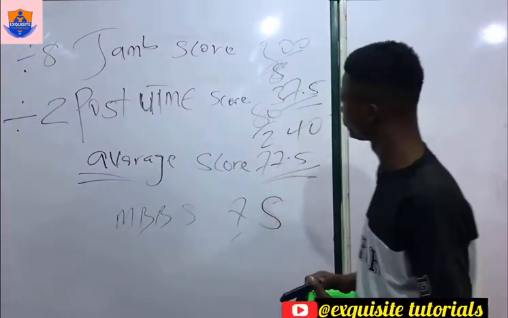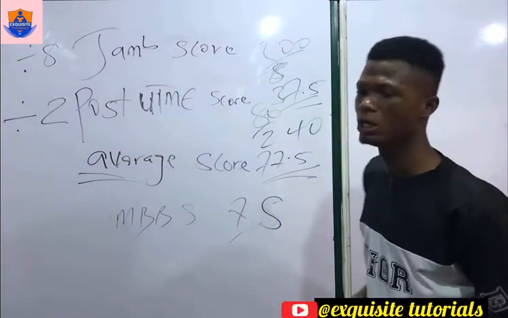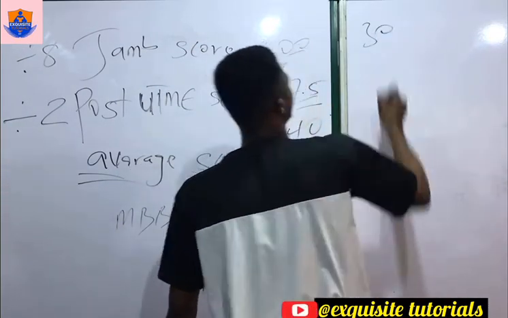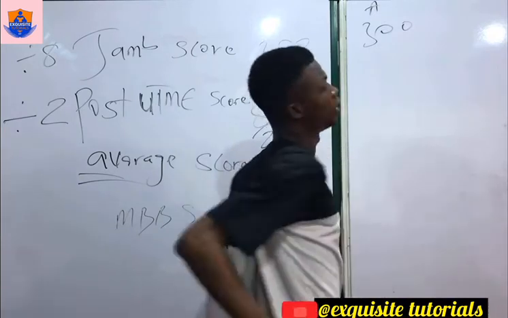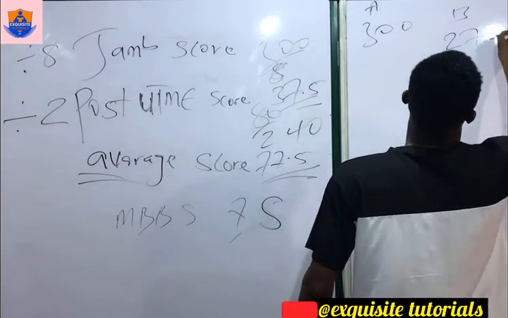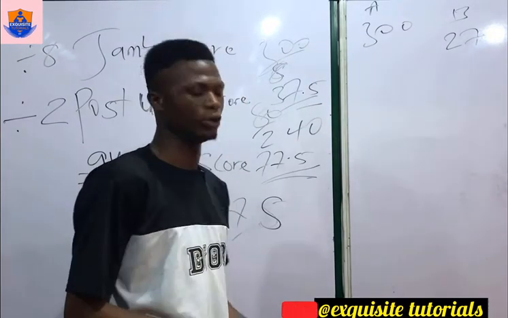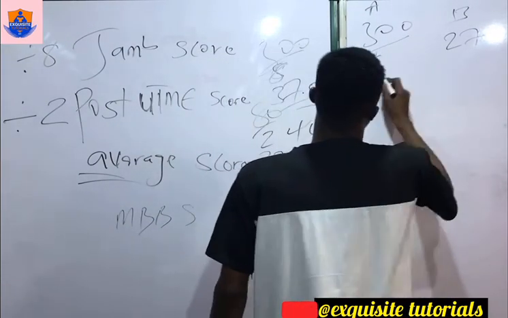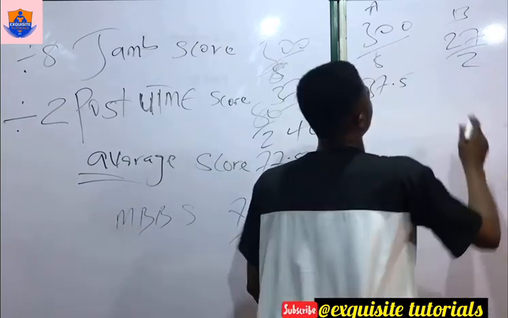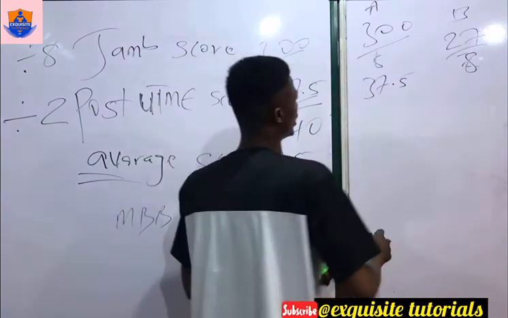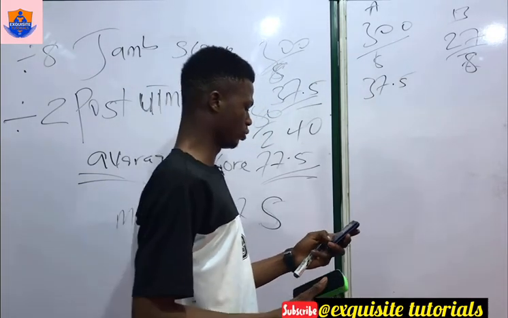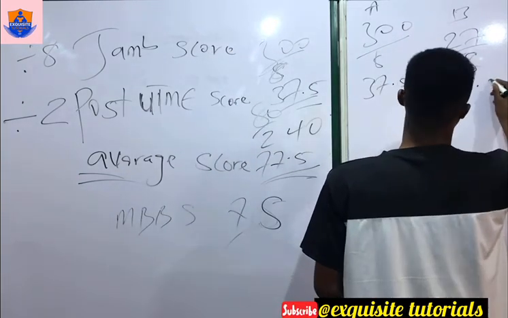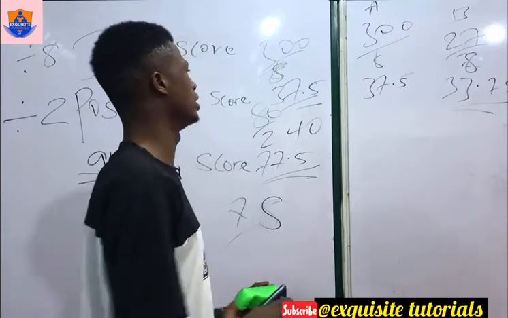So now, with this, I want you to understand something. Let's say Mr. A has a JAMB score of 300, and Mr. B has a JAMB score of 270, and these two people are going for the same course. Now, if you divide 300 by 8, just like we did, you are getting 37.5. If you divide 270 by 8, you are getting 33.75.